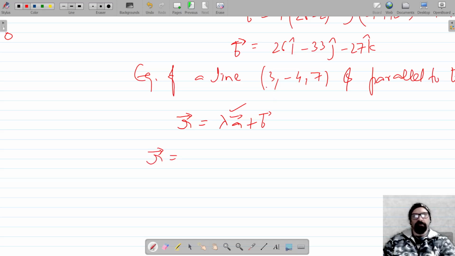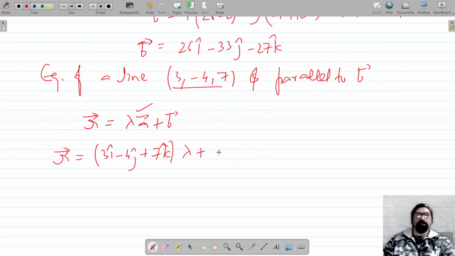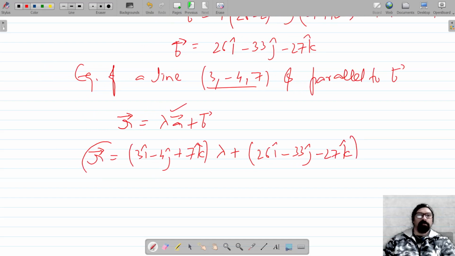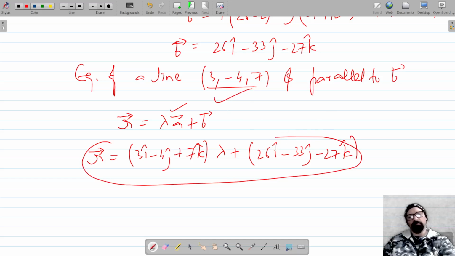So R vector is equal to its position vector, which would be 3i cap minus 4j cap plus 7k cap, plus lambda into the vector parallel to b vector. B vector is 26i cap minus 33j cap minus 27k cap. So this is the equation of a line that is passing through the point and parallel to the b vector: R vector equals 3i cap minus 4j cap plus 7k cap plus lambda into b vector.